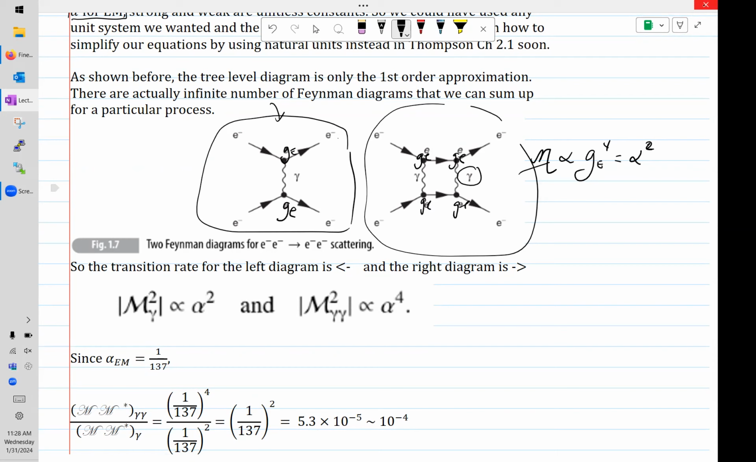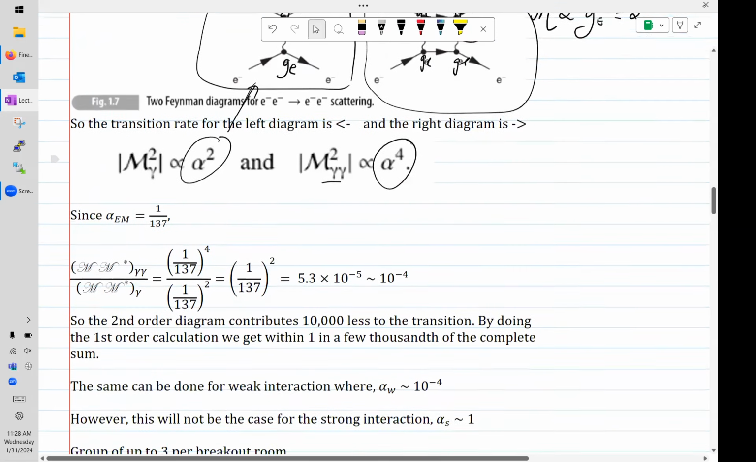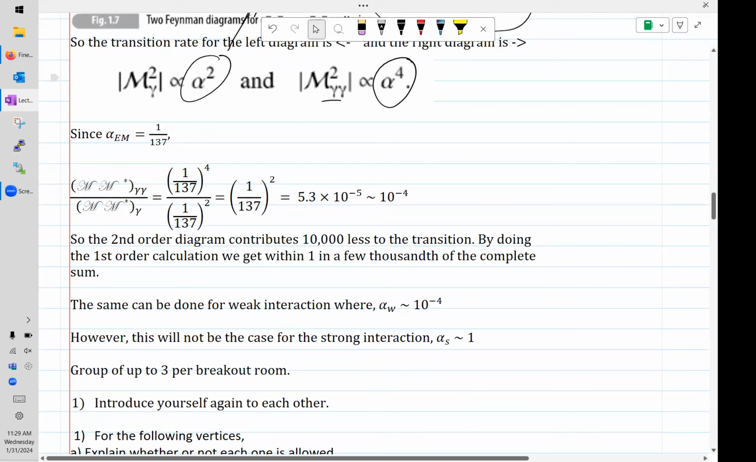So when you square this, what happens is that for 2 photons to be exchanged between 2 electrons, the probability of that, so remember the matrix element squared gives you the probability, is actually alpha to the 4th instead. The single photon exchange is alpha squared, right? And since alpha EM is 1 over 137, you can actually calculate the ratio between these things.